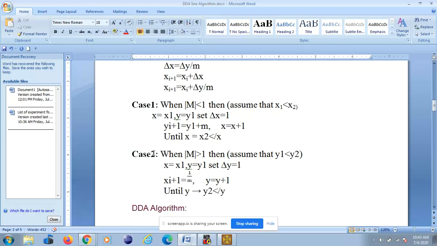Now in case 2, if the slope value is greater than 1, then del y equals 1, x equals x1 and y equals y1, but x(i+1) equals x plus 1 by m, and y equals y plus 1. This will be the value. So basically this value is based on the value of the slope. If the slope is greater than 1, then the value will be changed and updated based on the value of the slope.